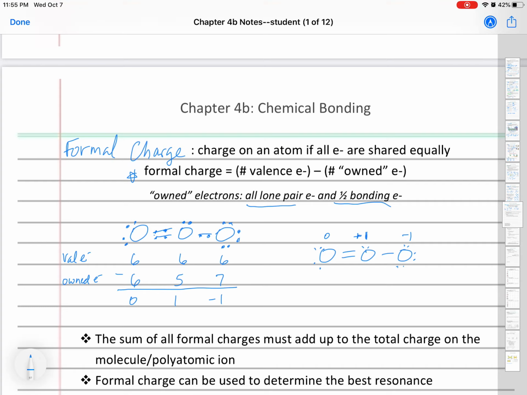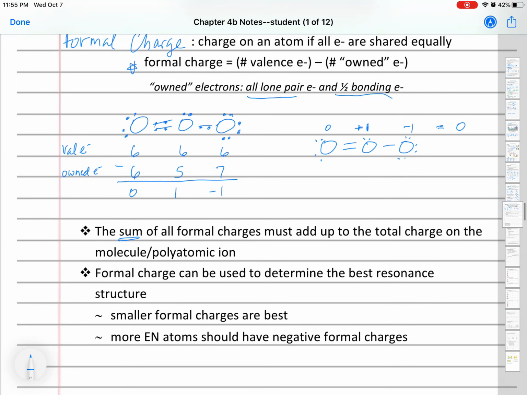Okay, so those are the formal charges. Now, when we are calculating formal charges, some rules are that the sum of all the formal charges needs to add up to the total charge on the molecule. In this case, they add up to 0, which is good because this molecule is not charged. It has a 0 charge. So that's just a way to check yourself, I suppose, to make sure you didn't make any grand errors. If it's an ion, they'll add up to the charge of the ion.